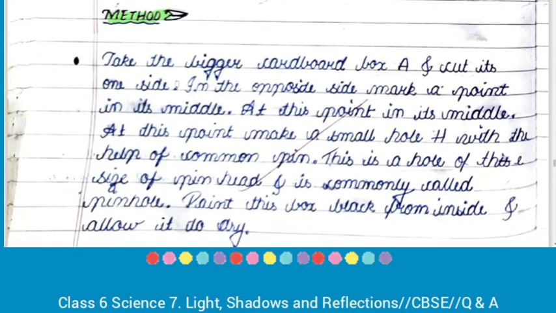Method: take the bigger cardboard box A and cut its one side. In the opposite side, mark a point in its middle. At this point, make a small hole H with the help of a common pin. This is a hole of the size of a pinhead and is commonly called a pinhole. Paint this box black from inside and allow it to dry.